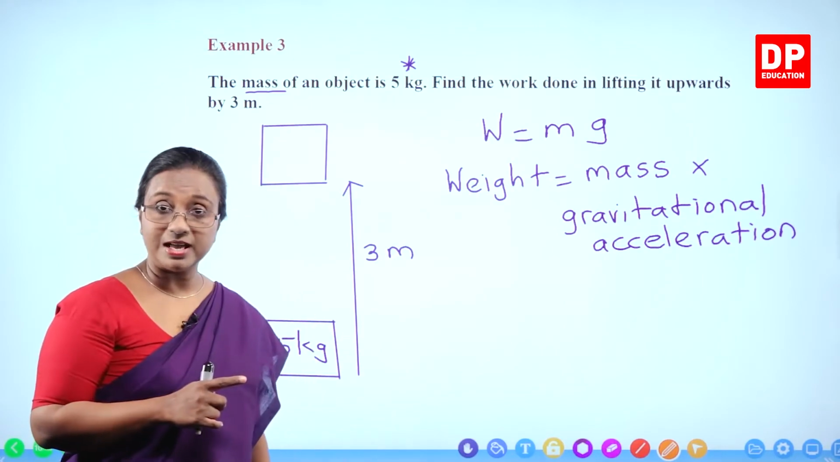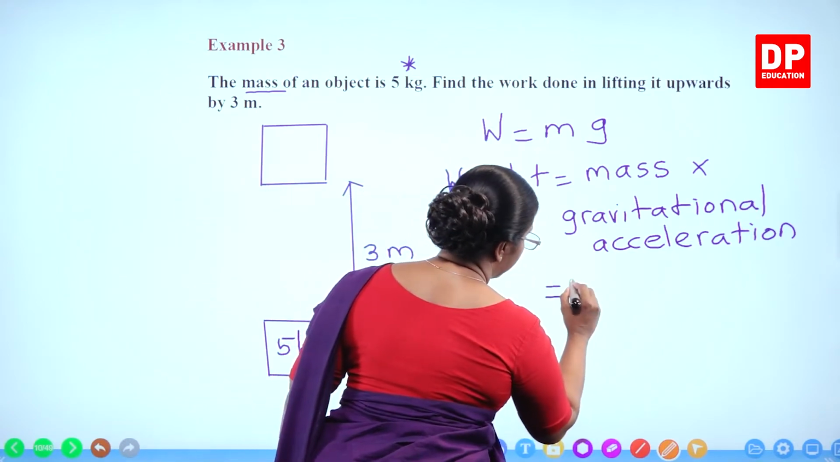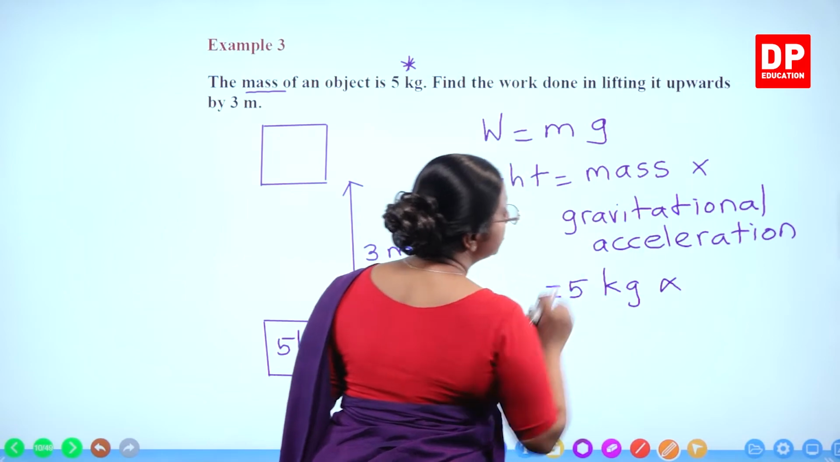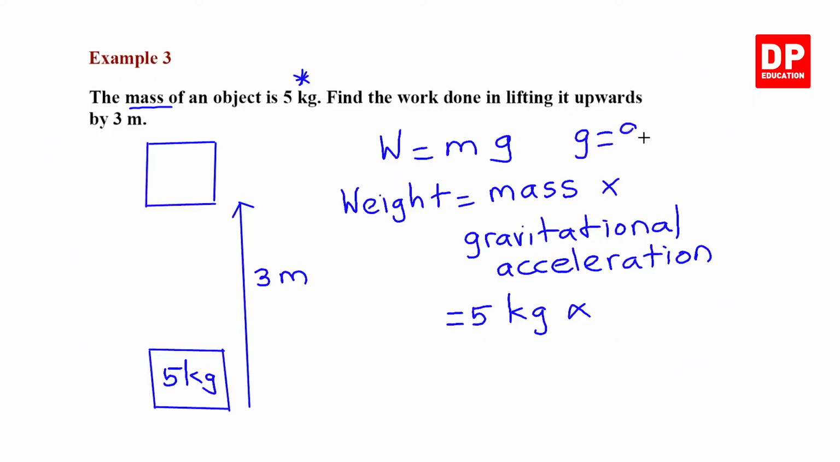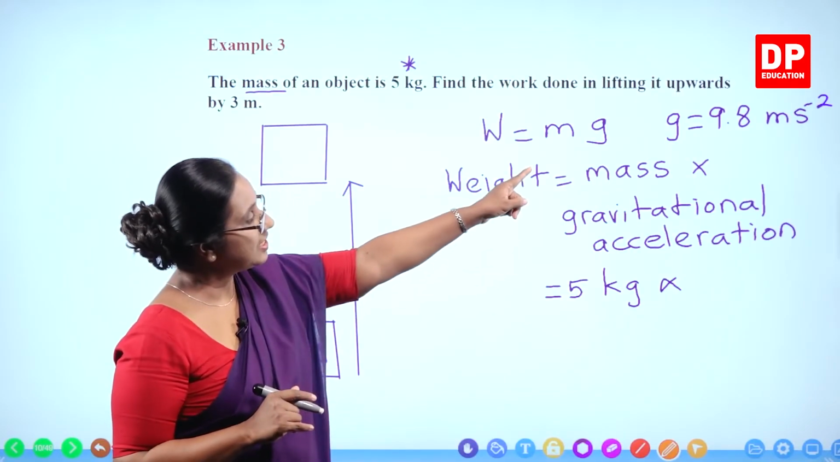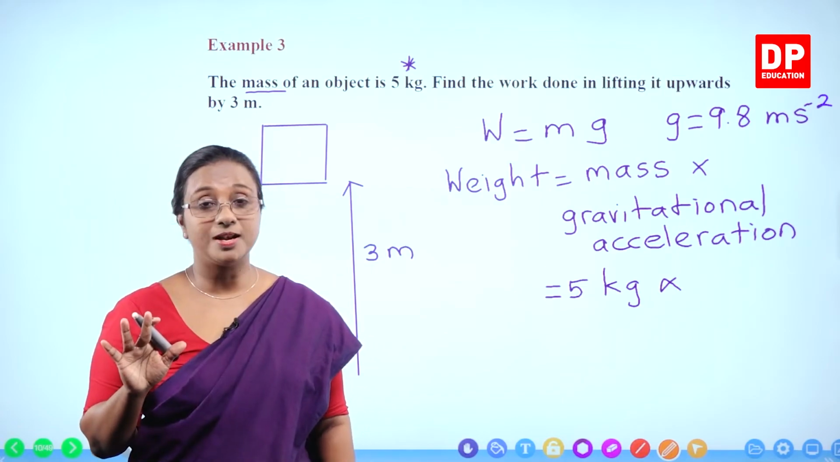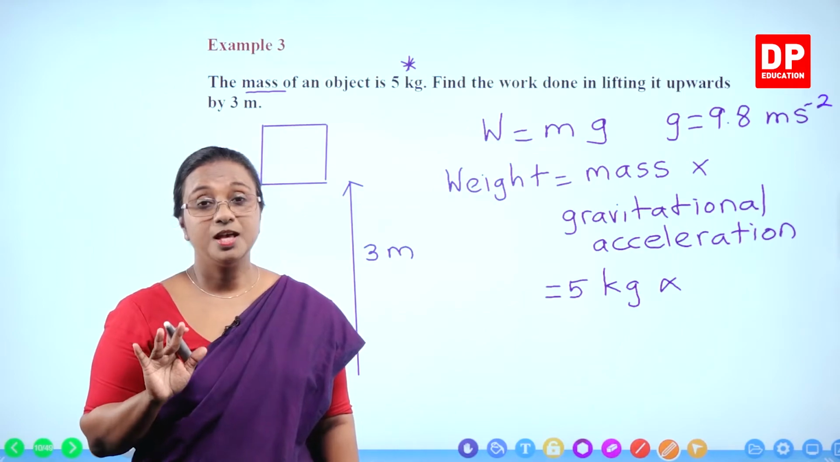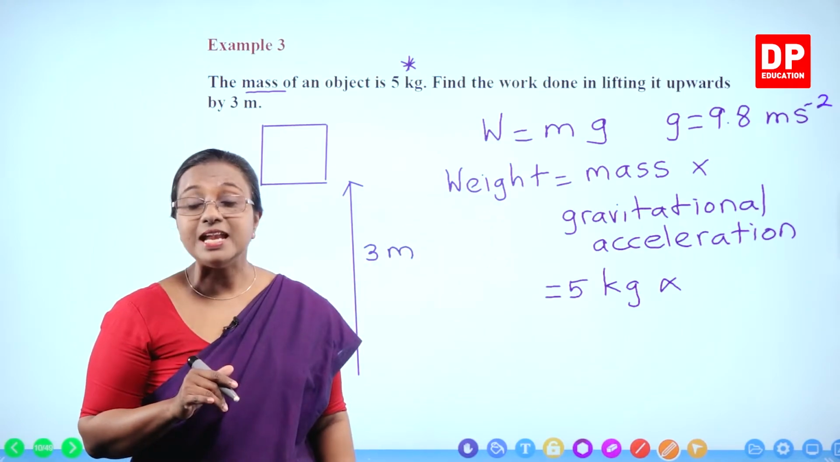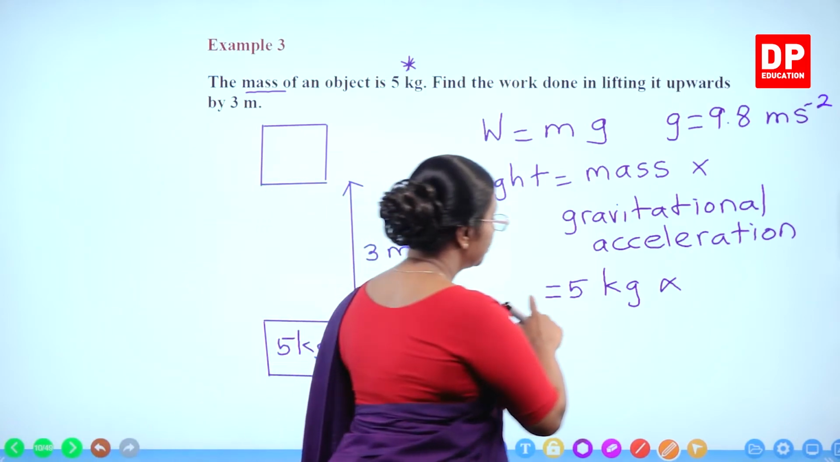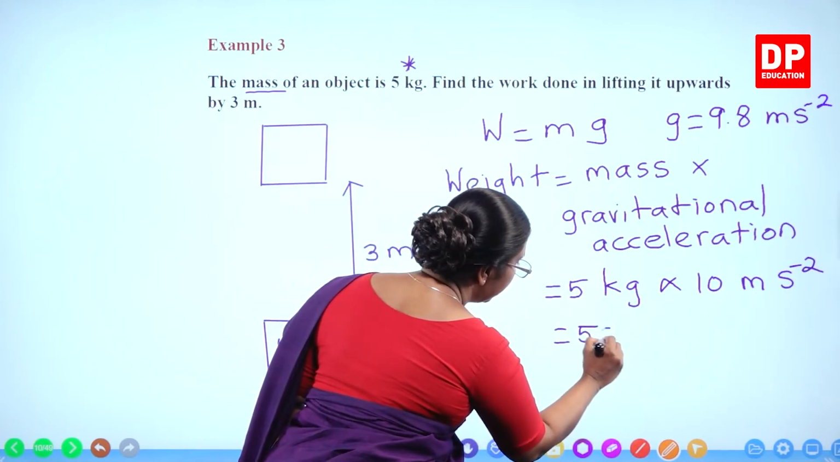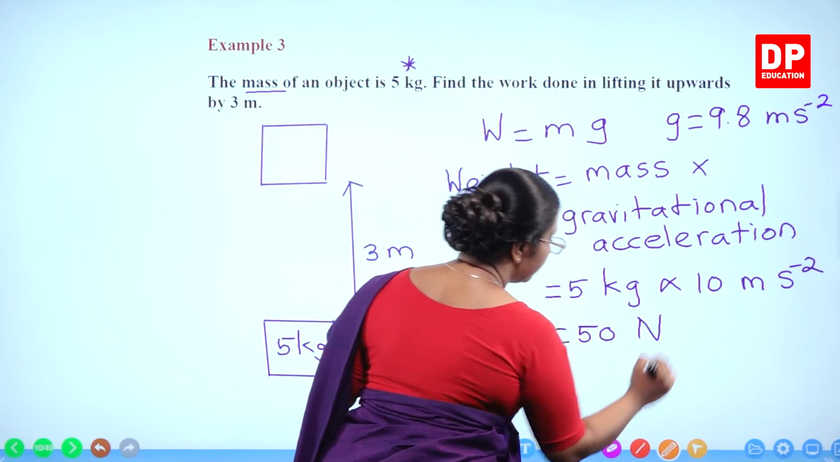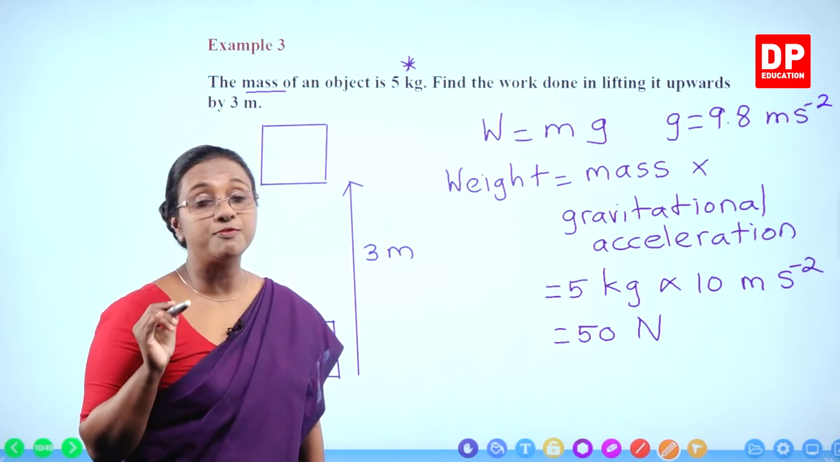So the mass of the object is 5 kilograms. We need to calculate the weight. So 5 kilogram into gravitational acceleration. What is the value? You all can remember, students, gravity, the exact value is 9.8 meters per second square. But for calculations, what do we use? We use the rounded value, 10 meters per second square. You all can remember that. So, 5 into 10 meters per second square. So, 5 into 10, 50 kilogram meters per second square. That is equal to Newton. That is the unit of force or weight.